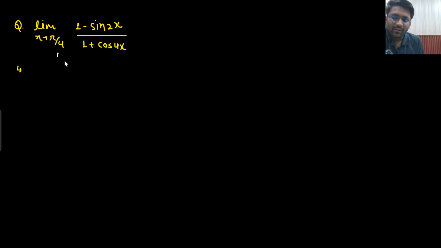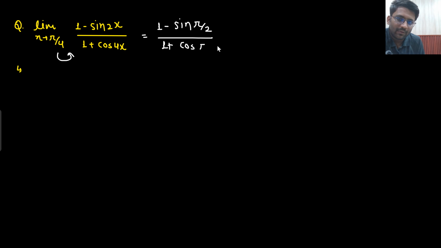Simply put the limit pi by 4 here. If I put the limit, what am I getting? Sir, 1 minus sine pi by 4 multiply with 2, that will become pi by 2. 1 plus cos pi by 4 multiply with 4 will become cos pi. 1 minus, what is sine pi by 2? Sine pi by 2 is 1 only. And what is cos pi? Cos pi is minus 1. 0 by 0? Yes sir, good morning, L'Hopital rule.